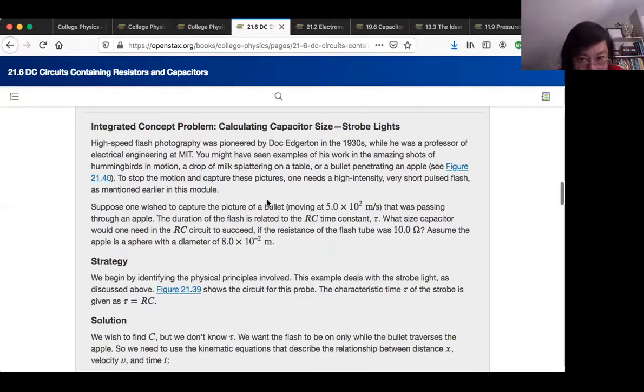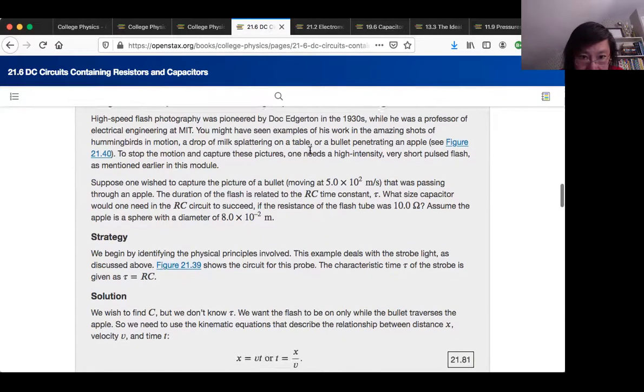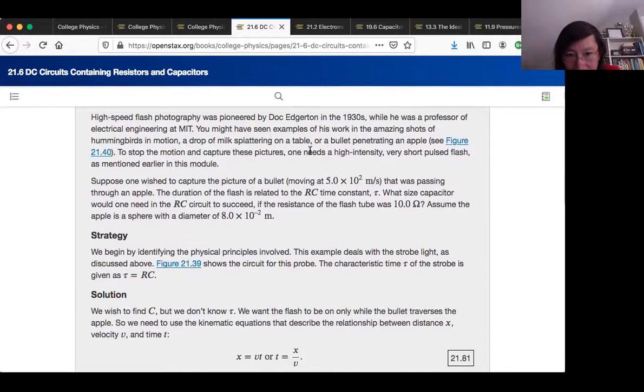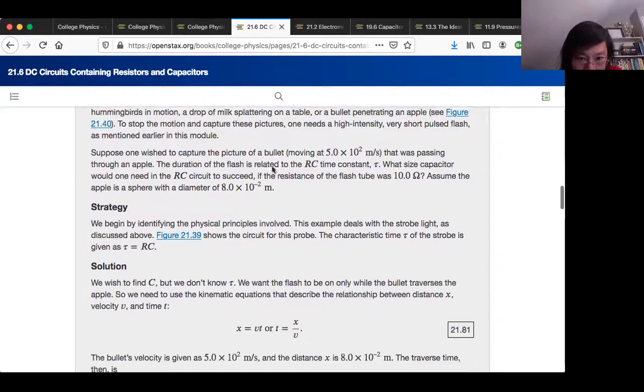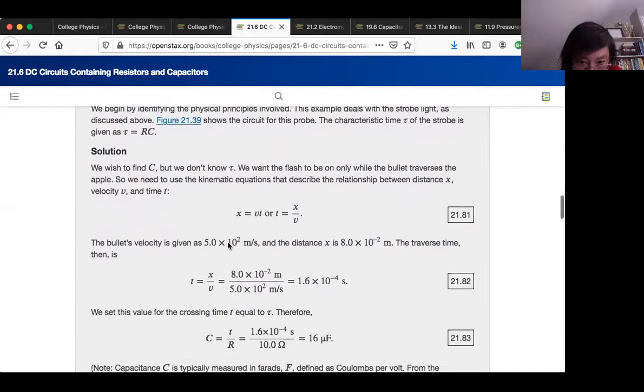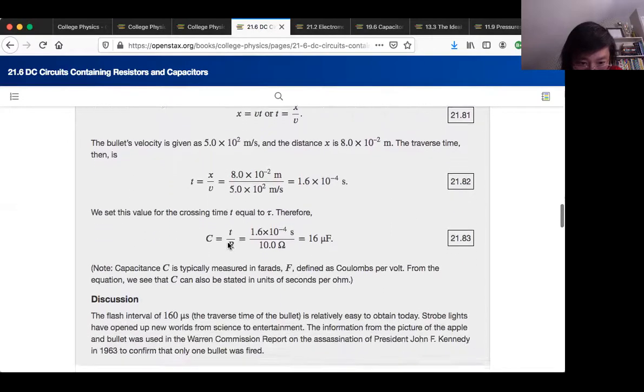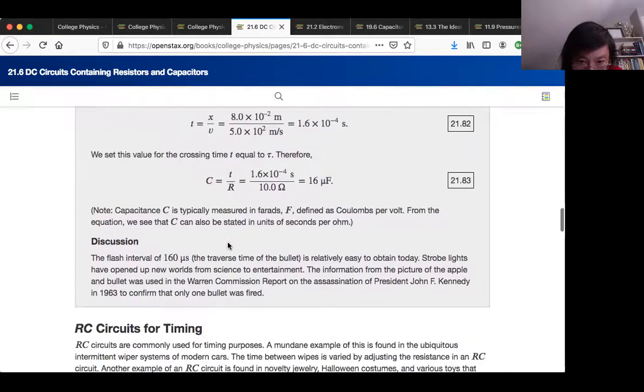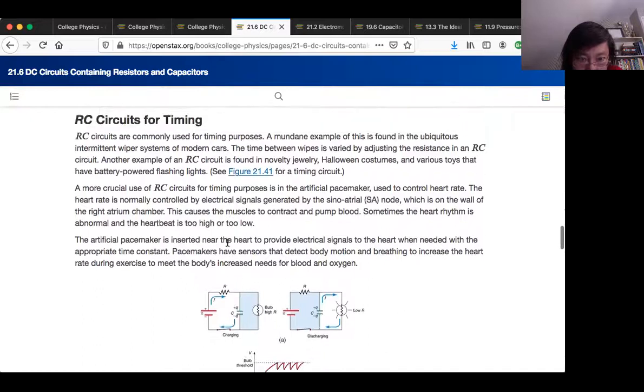Now, sometimes it's annoying and sometimes it's good to dance to. And this high-speed flash photography was invented by a guy named Doc Edgerton. Some of the amazing pictures that you've seen in life, like a bullet penetrating an apple, or milk drops splattering on a table. Those are cool pictures, and it's fun to see. So I want you to take a look at this so that you know how you can do this kind of problem in the future. But understanding how this all works is really, really helpful.